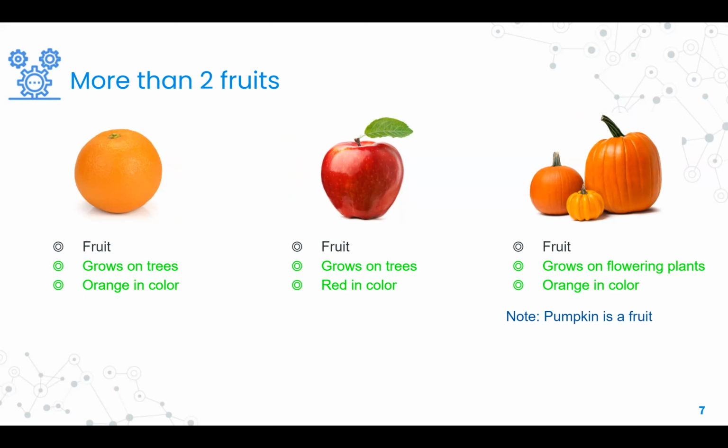So in this case, we realized that we need more than one feature, because some features may be the same for some data points, and some features may be different for others. By combining these features, we're able to solve this problem. So in this example, we need to use two different features: the fact that oranges and apples grow on trees, whereas pumpkins grow on flowering plants, which are kind of low on the ground, as well as the color of the apples, oranges, and pumpkins.